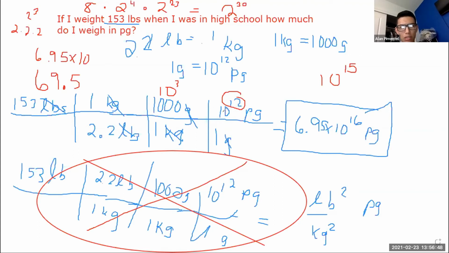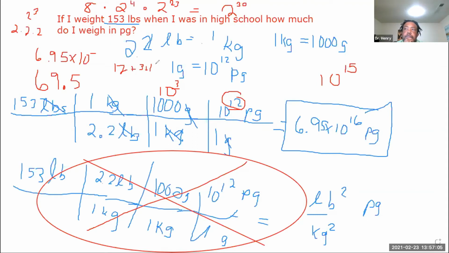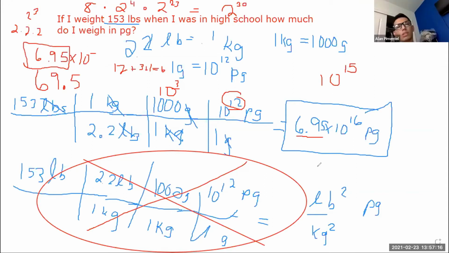And then this here is 10 to the 12th power, right? Okay. So if we look at the exponents, we have 12 plus 3 plus 1. What is 12 plus 3 plus 1? 16. So then I get 10 to the 16th power. And then this stays in this form right here. Oh, okay. My math was wrong then. I divided 153 by 2.2 divided by 1,000, and that's how I got something different.